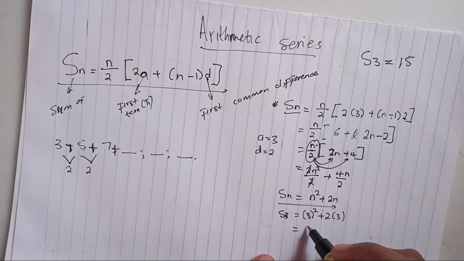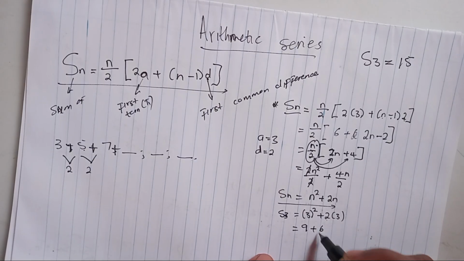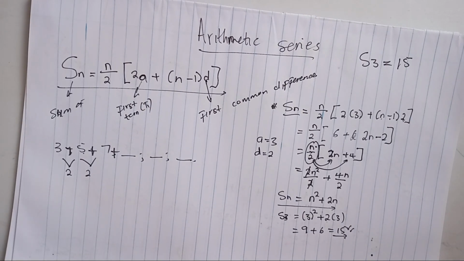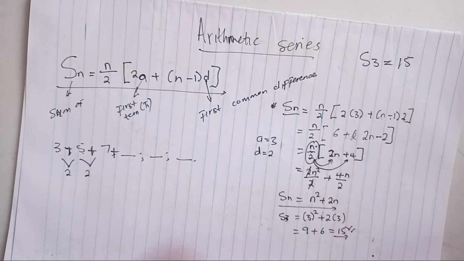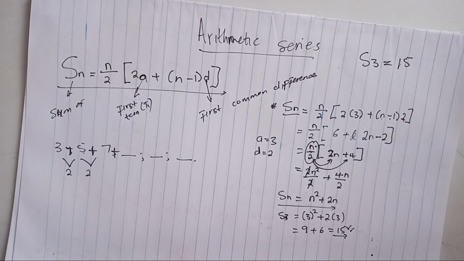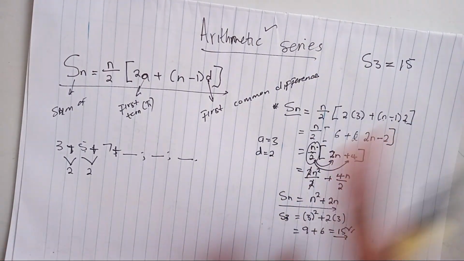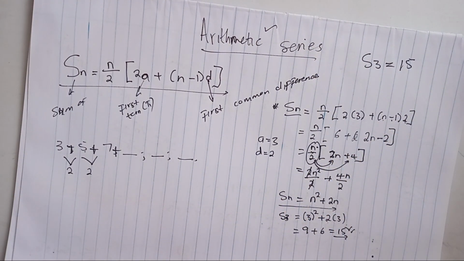It's going to be 9 plus 6, which results to what? 15. Indeed, our formula is what? It's correct. So those are the kind of questions that you're going to encounter. And you must always keep in mind that we just have 2 types of series that we'll be referring to in our grade, which is the arithmetic series and the geometric series. We don't have a quadratic series, guys. Don't get your mind twisted otherwise.